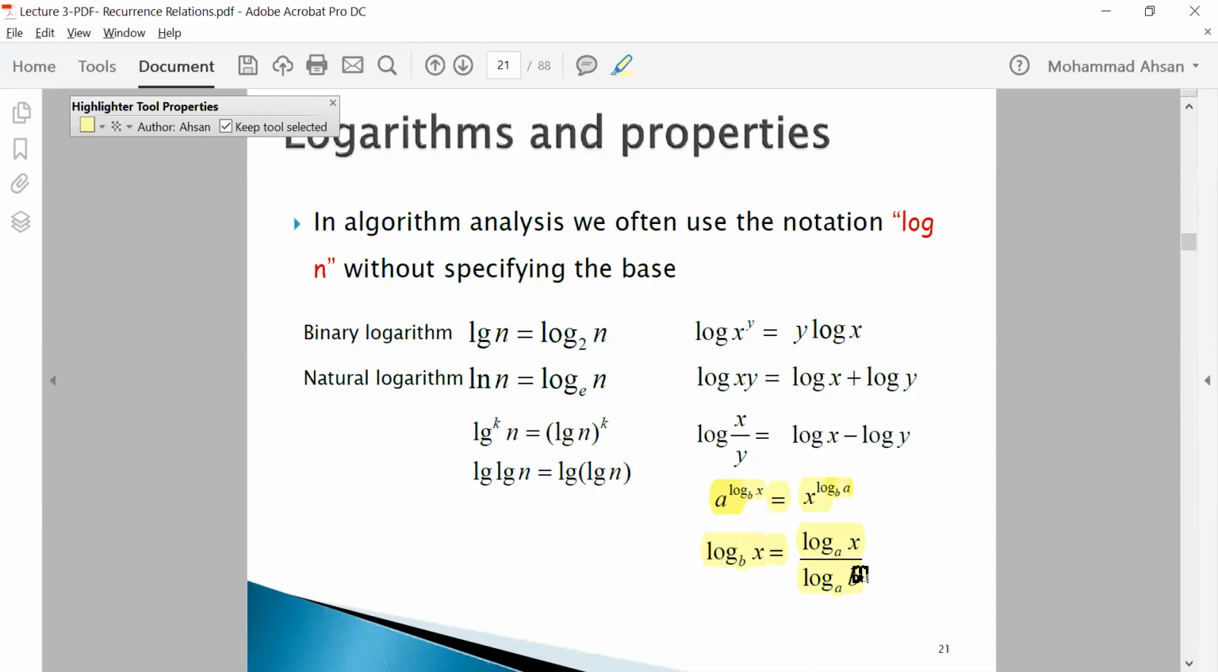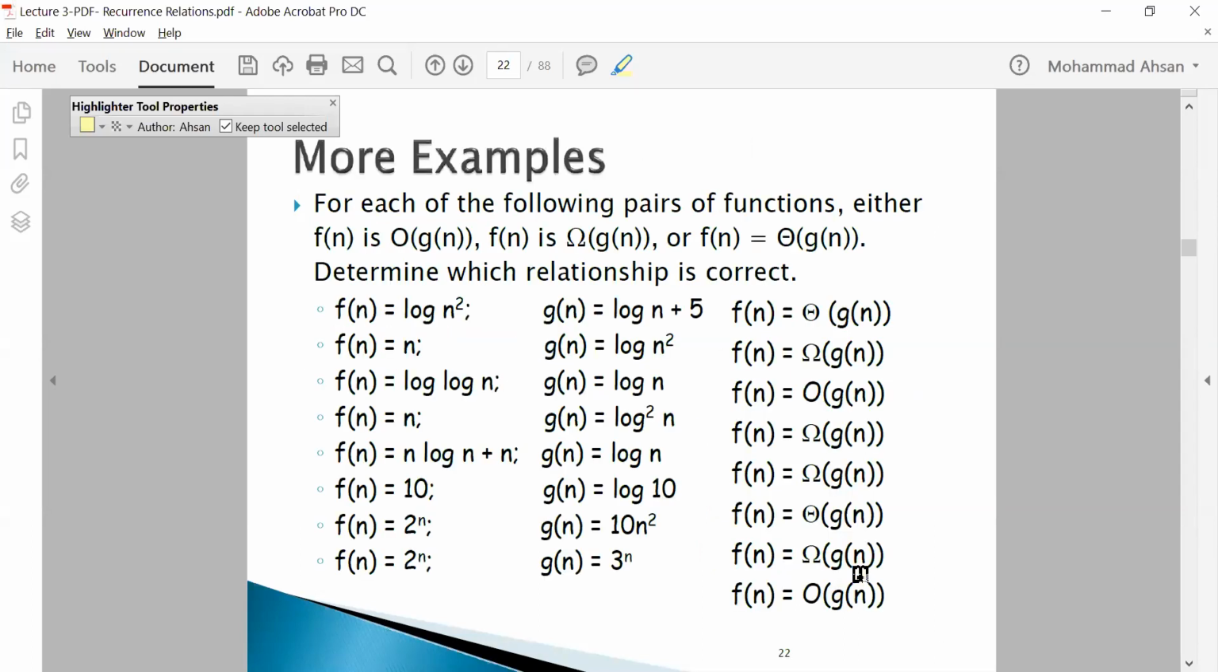Okay. So normally you'll see log n written. You don't have to specify the base. Log n, generally it is to the base 2. Otherwise we write ln, natural log. So log n is log to the base 2 of n. Otherwise it is log to the base 10, which we normally use.